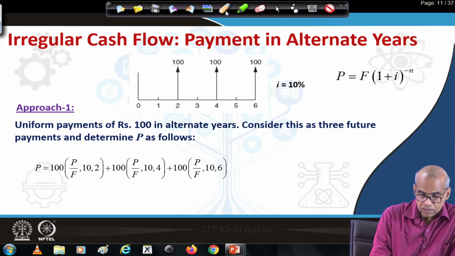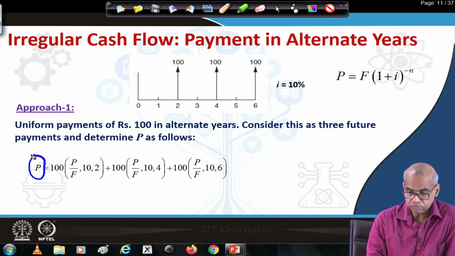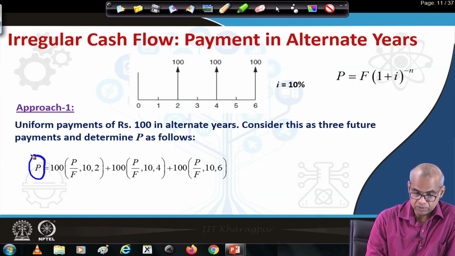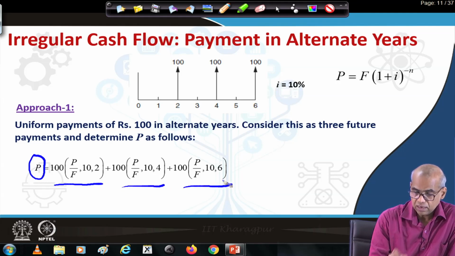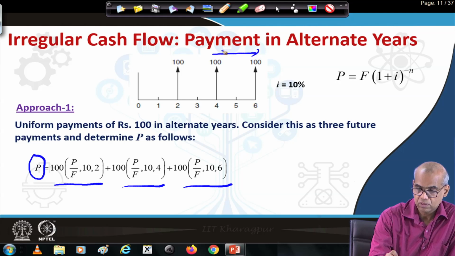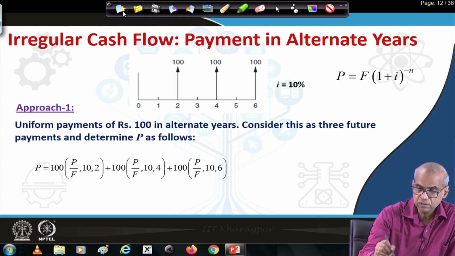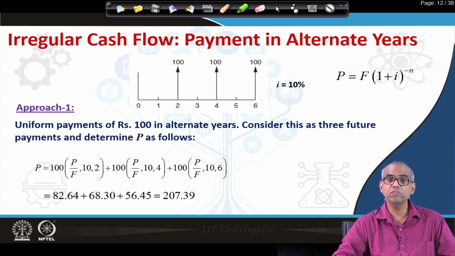We can consider the present worth P as the sum of 3 future payments. One works for 2 years, another works for 4 years and the third one works for 6 years. So, this computation will give you the value of P as 207.39.